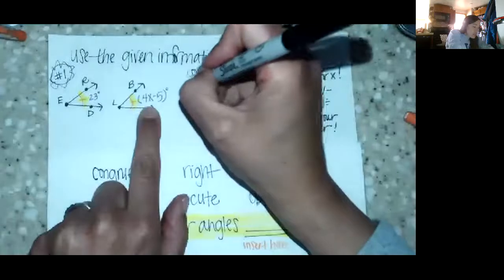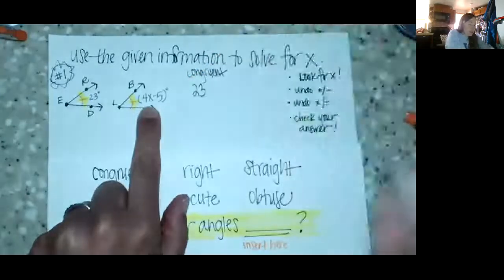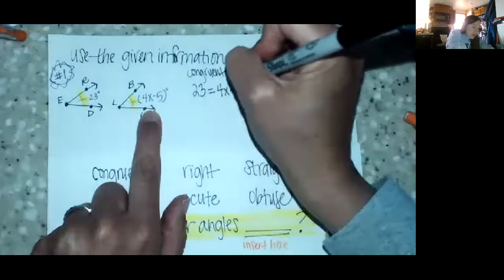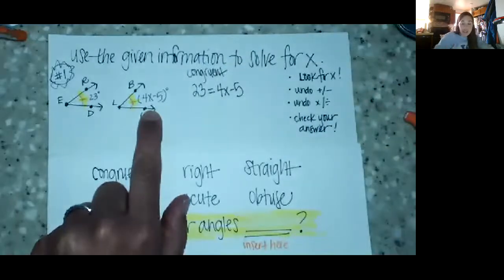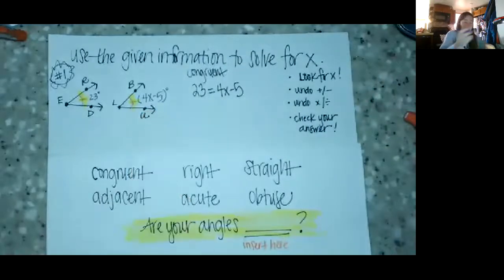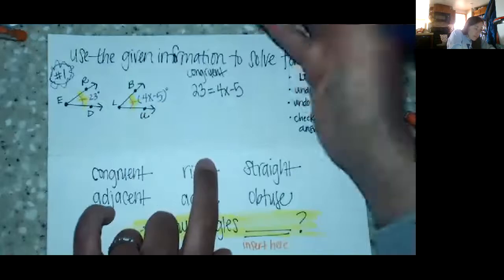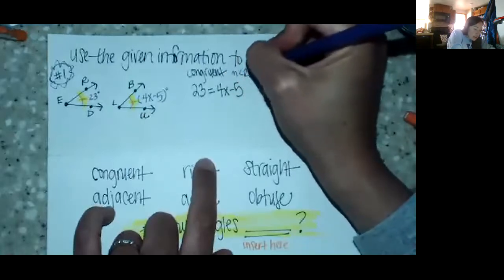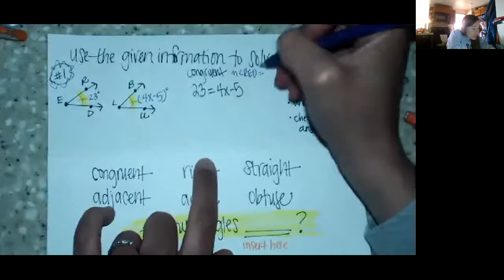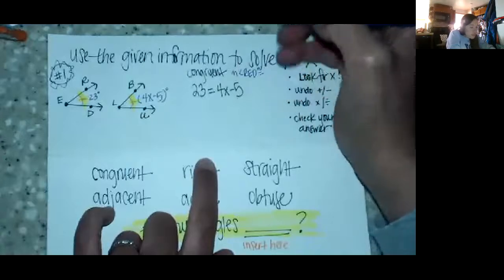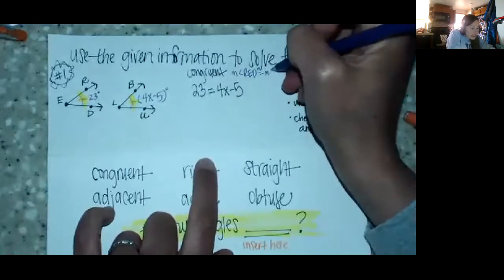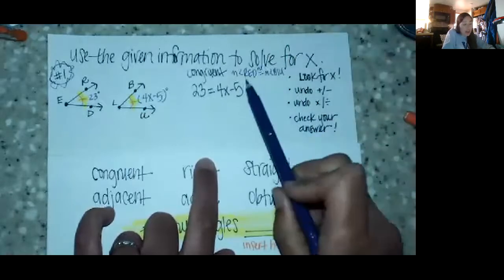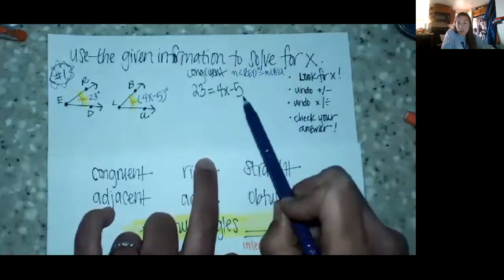So I'm going to put 23, and I'm going to set it equal to 4x minus 5. Now, if you're not sure why we did that, let me write down what this really is. We know that the measurement of angle RED should be the same as, and you can even put the congruent symbol, the measurement of angle BLU. If they are congruent, we can set them equal to each other.